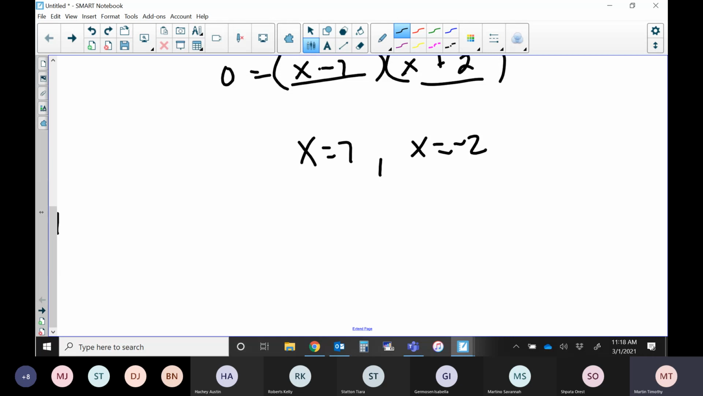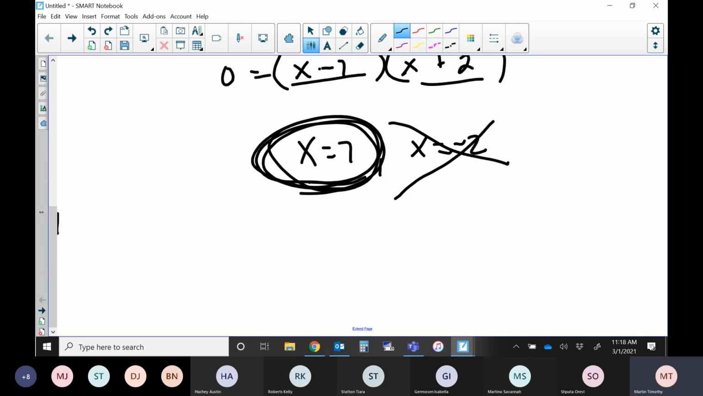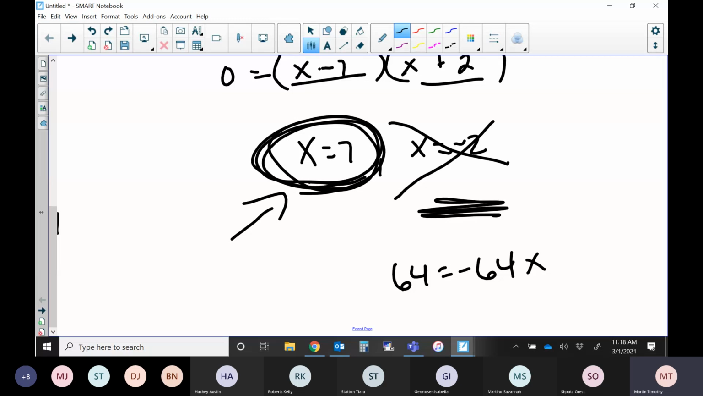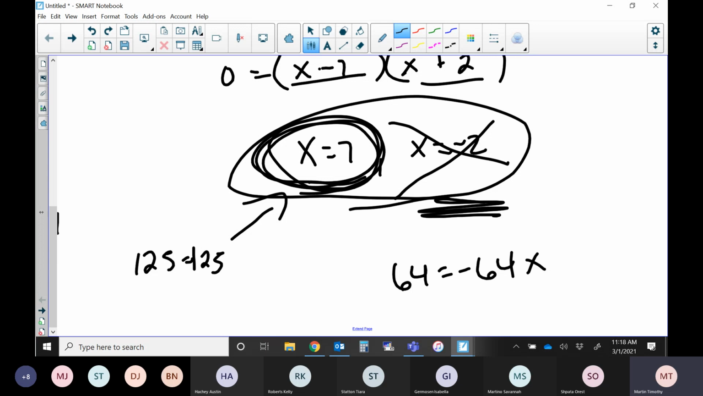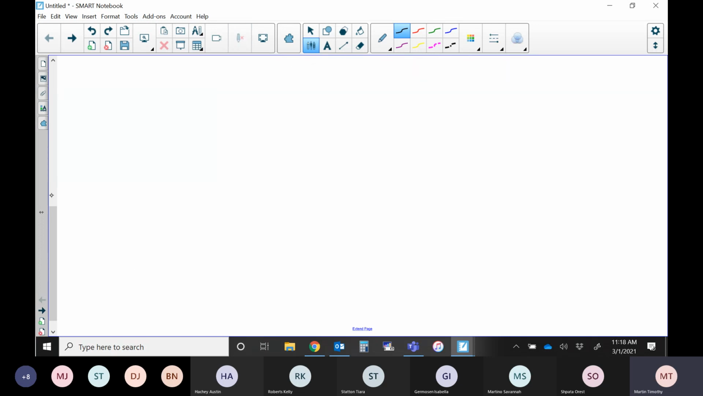If you go back and check your answers, this one works and this one does not, which is why you must check your answers. So this would be your only answer for this question. When you plug this one in later on, you get 64 equals -64, which is not true. When you plug this one in, you get 125 should equal 125. Your job for the rest of the class is to check these two, plug in, and make sure this one works and that this one doesn't. I'm also going to put a last question up here for you to try, and we will go over this before we leave.